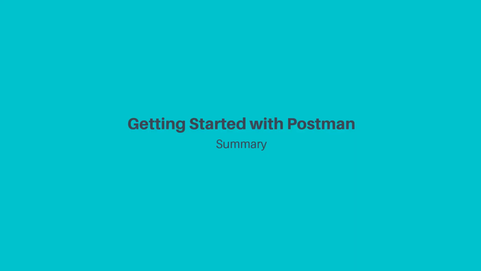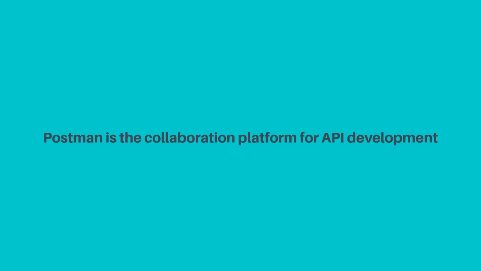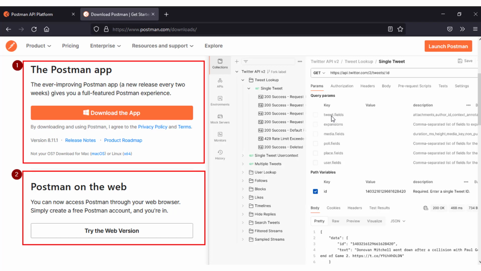Let's summarize the key points you have learned in this section, getting started with Postman. First, you learned that Postman is the collaboration platform for API development. Although Postman is predominantly used for testing APIs, in the recent past they have added lots of features that make it an ideal platform for API development. Moreover, you understood that there are two ways to use Postman. The first is through the Postman desktop application, and the second approach is to use the Postman web app. Depending on your specific use case, you can choose either approach.